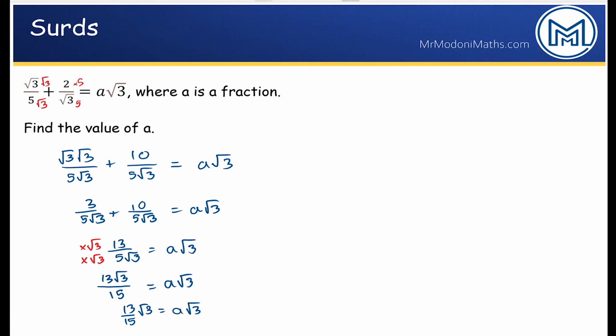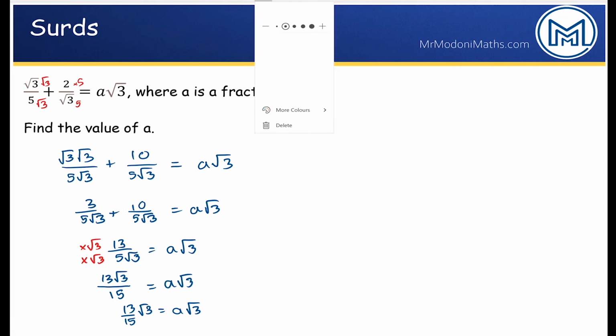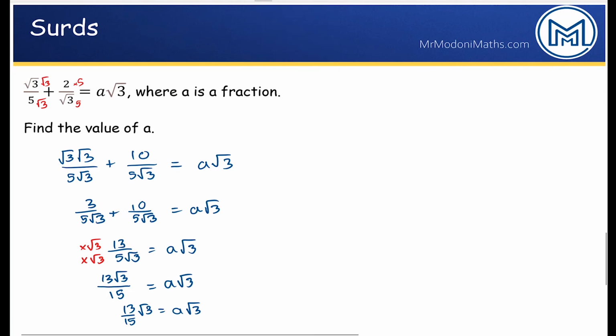So now, comparing the left-hand side and the right-hand side, we can see that we've got 13 over 15 as the coefficient of root 3, and on the right-hand side, we've got a as the coefficient of root 3. Therefore, we can say that a is equal to 13 over 15.